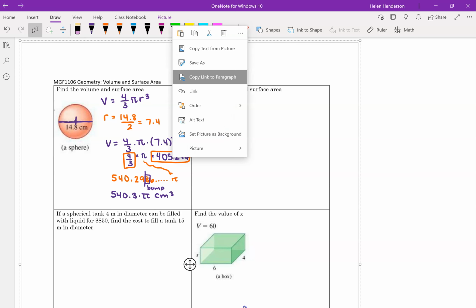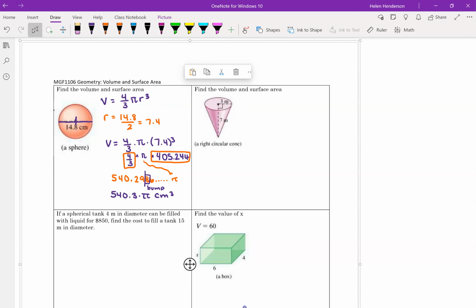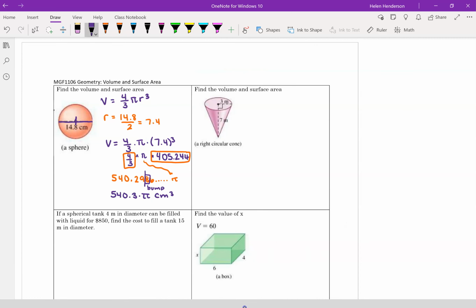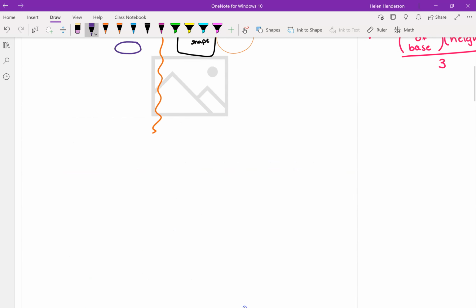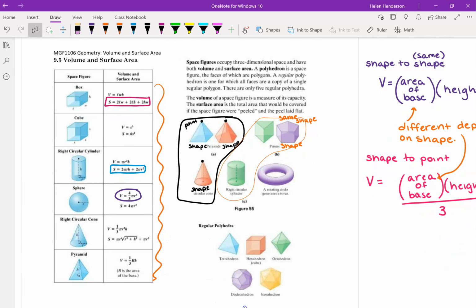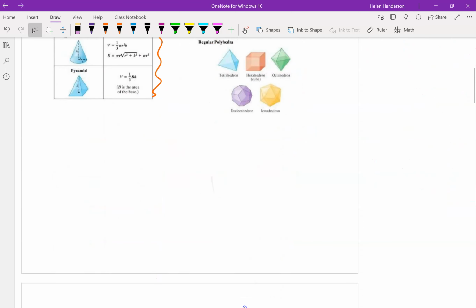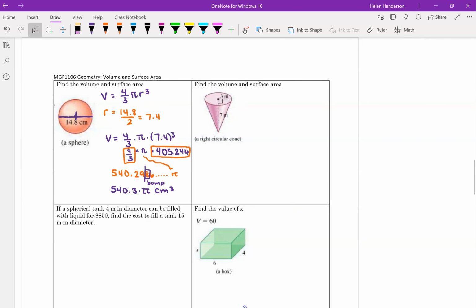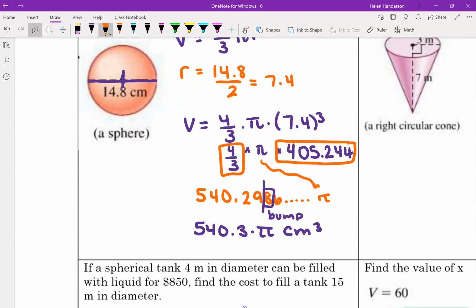Now for surface area, we're going to do the same type of thing. We're going to find our formula for surface area, which is back at the beginning here. 4 pi r squared. Let me get a different color. Okay, so the surface area is 4 pi r squared. So again, r is 7.4. We'll keep pi looking like pi, and we'll multiply by 4. So first let's do 7.4 squared.